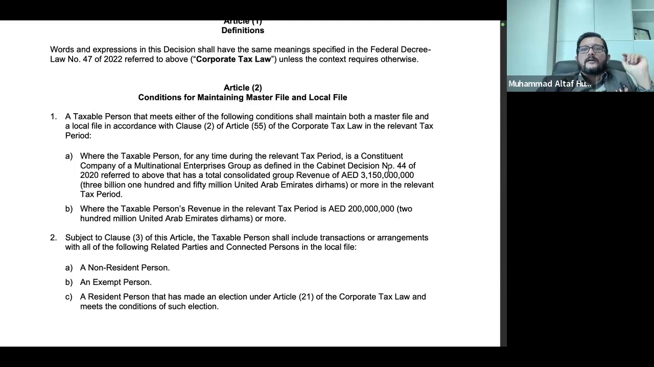As defined in Cabinet Decision number 44 of 20, refer to the above, that has a total consolidated revenue of 3.15 billion dirham. Global consolidated revenue of 3.15 billion. This is 750 million euros. And to see the meaning of the word constituent company, Cabinet Decision number 44.